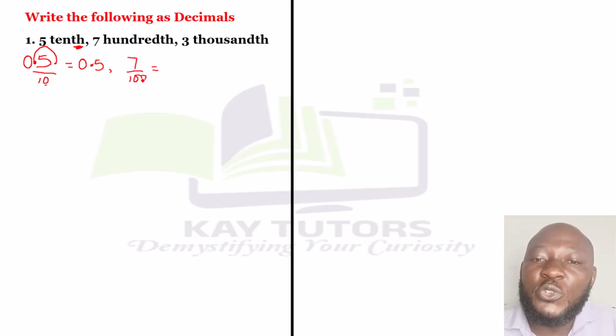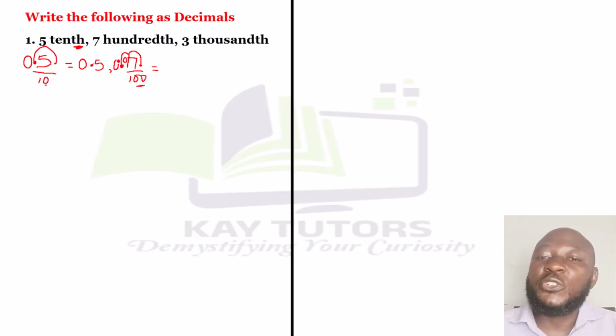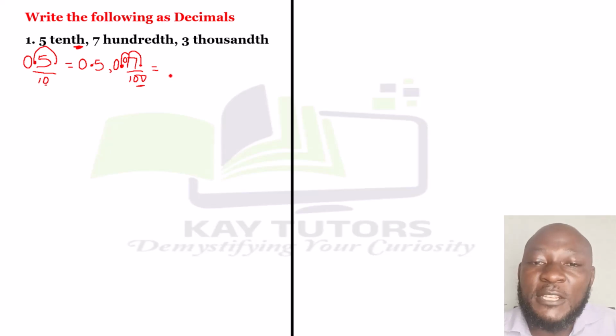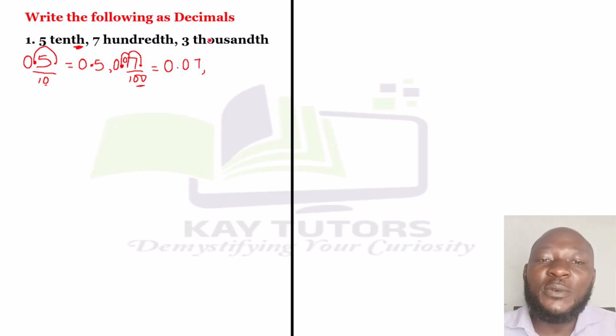Next is 7 hundredths. Remember here you have two zeros and since you have two zeros here, your point is here and you move backwards twice, 1 and 2. Your point has now come to this point. Now this empty space here, you replace with 0 and you write your 0 just to keep your point in place. So here we now have 0.07.